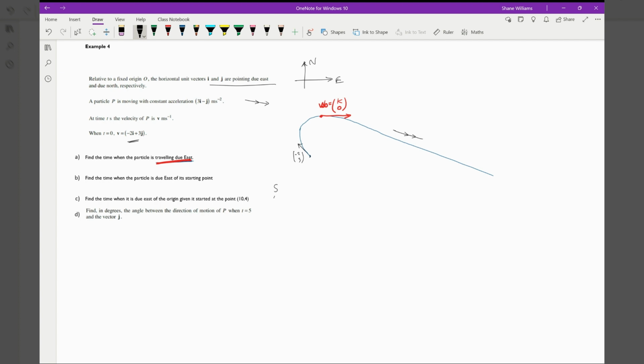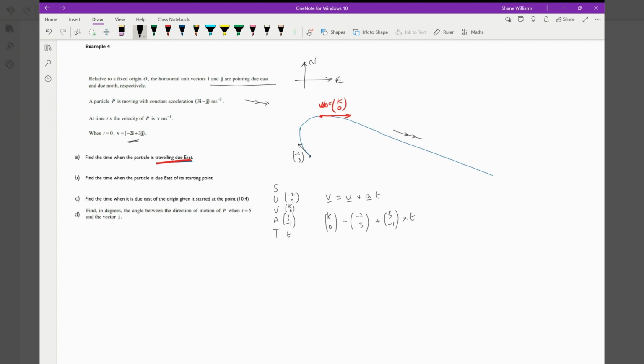So I can go to my SUVAT. I know my acceleration, I know my initial velocity, I know my final velocity must be (k, 0), and I know the time is the thing I'm looking for. So I want the equation which doesn't involve s: v equals u plus at. Notice I'm underlining the things which are vectors. (k, 0) equals (-2, 3) plus (3, -1) times t.